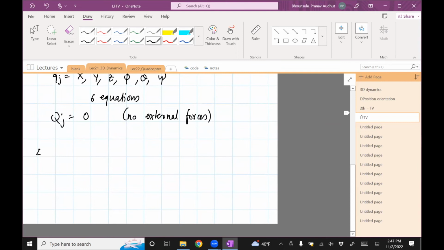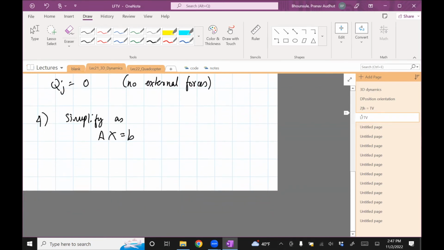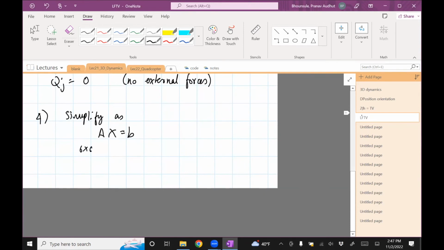Once you do that, the fourth step would be to simplify as Ax equals b, like we've always done, where A would be a 6 by 6 matrix, b would be 6 by 1, and x would be a 6 by 1 vector of unknowns. Those unknowns are going to be x double dot, y double dot, z double dot, phi double dot, theta double dot, and psi double dot. So those are my equations of motion involving the accelerations. I integrate them once to get the velocities, a second time to get the positions. Once I have the positions, I can make animations.